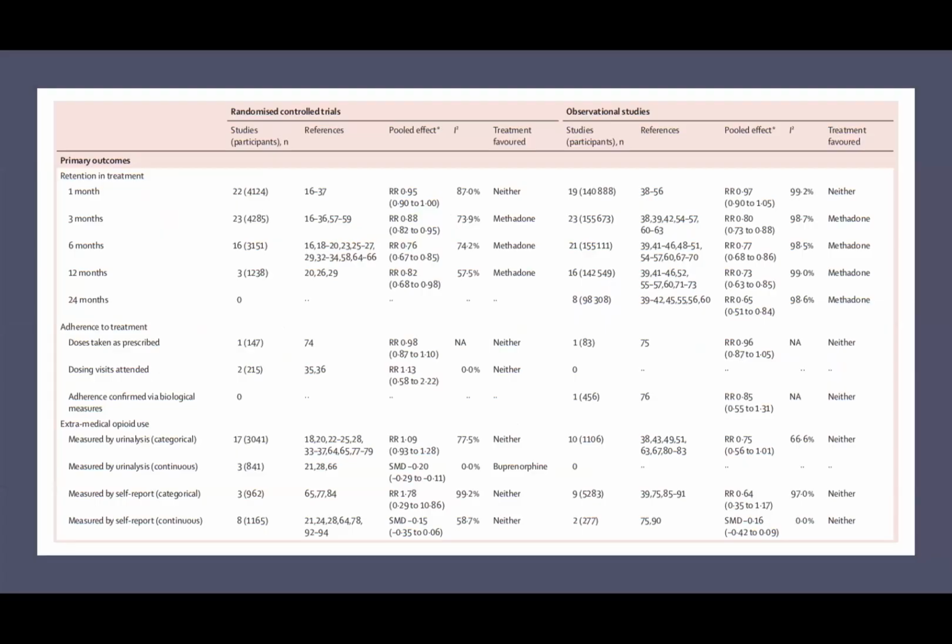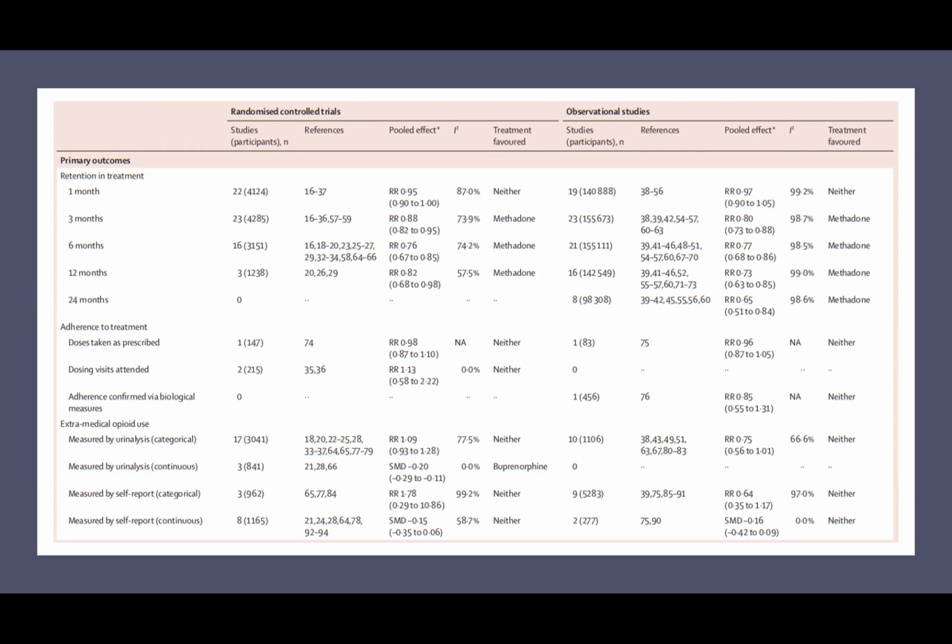Going to go through a bunch of tables here that has the outcome list on the side, and then the bunch of data on the left is randomized controlled trials, the bunch on the right is observational studies. This first set here is pretty much what I relayed in the graph. For randomized controlled trials, you saw pretty consistent improved retention in treatment in methadone compared to buprenorphine. And then same with the observational studies, you did see methadone do better compared to buprenorphine there as well.